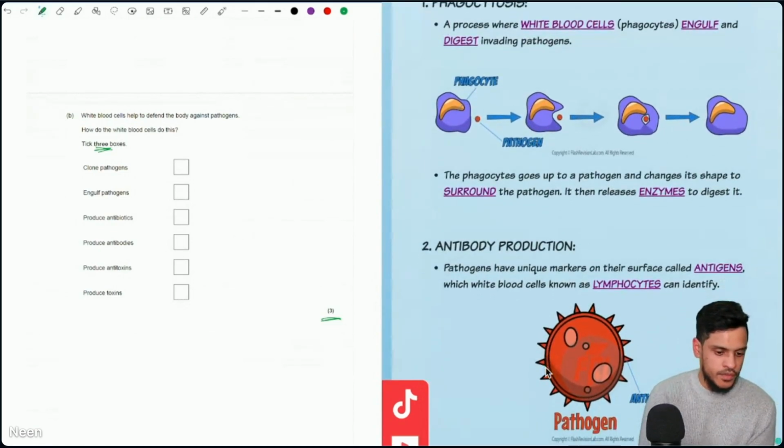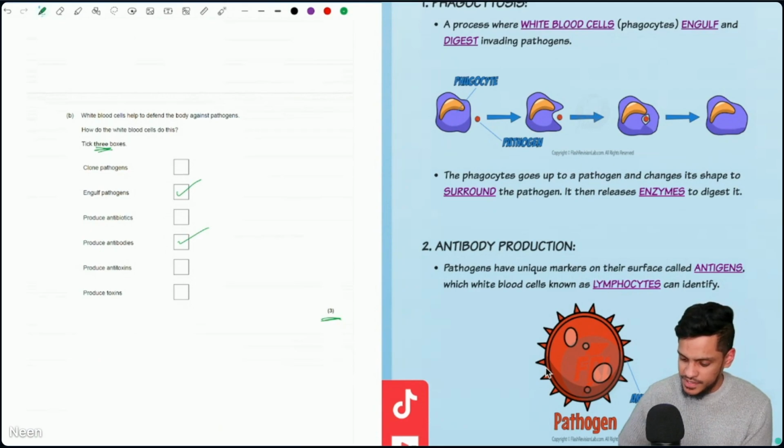So we've got engulf pathogens. Yep, well done. That's one of them. Produce antibodies. Yes, and produce antitoxins.